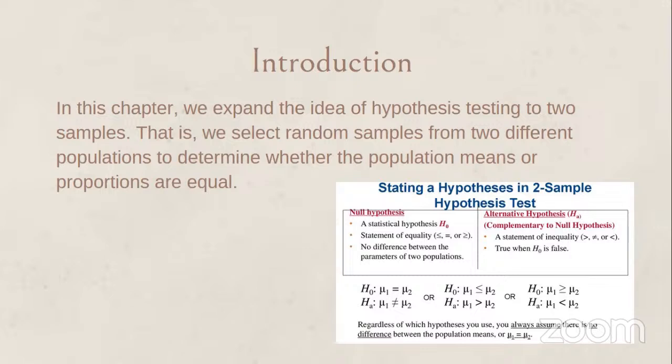So here we see that the first one, H0, is mu1 equal to mu2, and HA is mu1 not equal to mu2. This one is for the two tail. The other is for the right side of one tail. And the last one is for the left side of one tail.